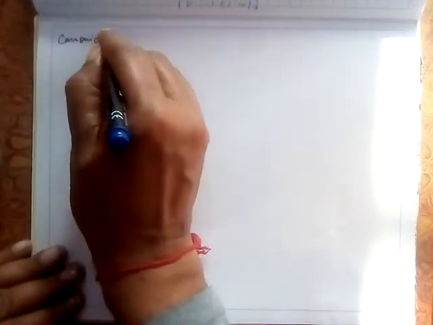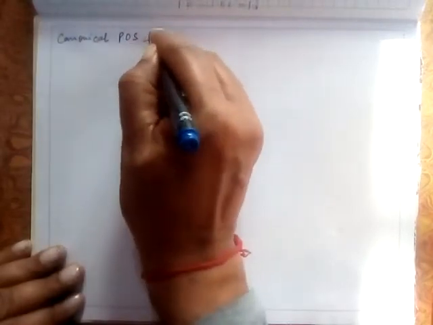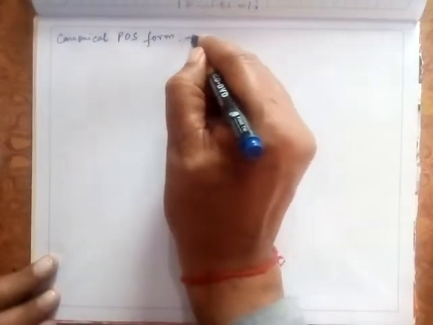Next point is canonical POS form. What do you mean by this canonical POS form? I have discussed with you canonical SOP. So now I'll cover the canonical POS form. And what do you mean by this canonical POS? Let's discuss the POS form first.